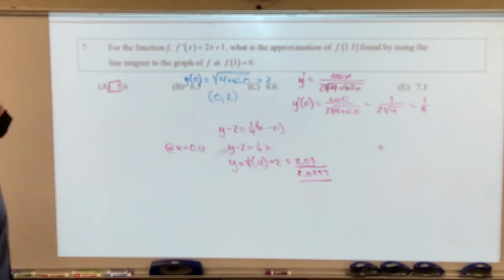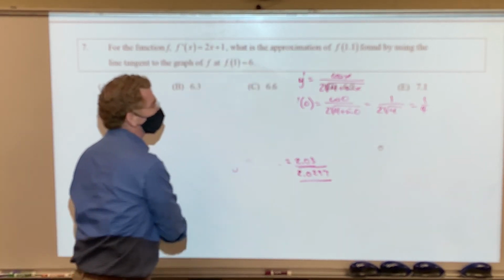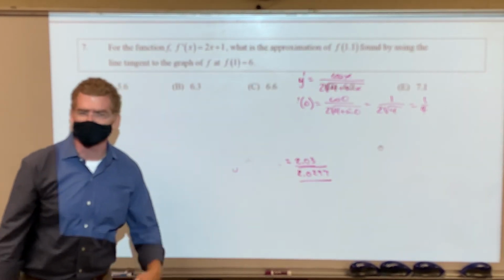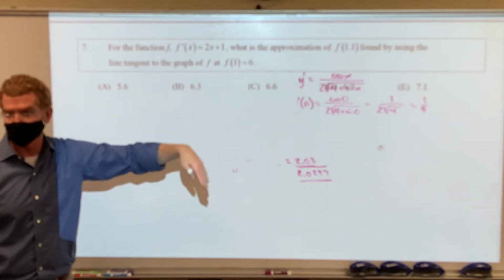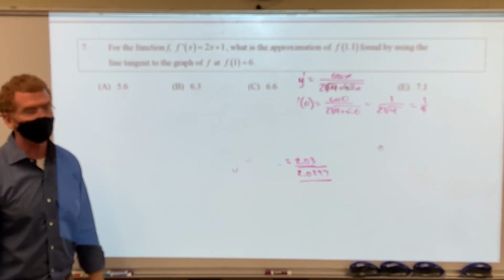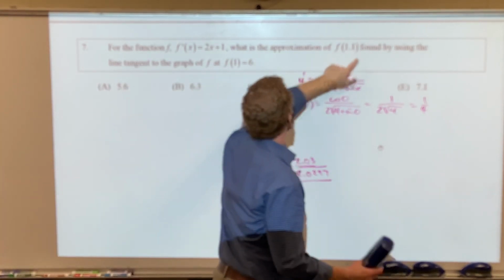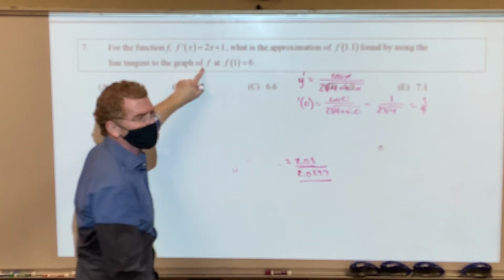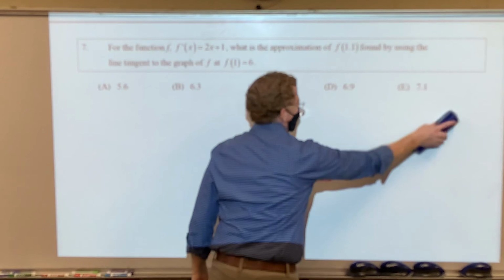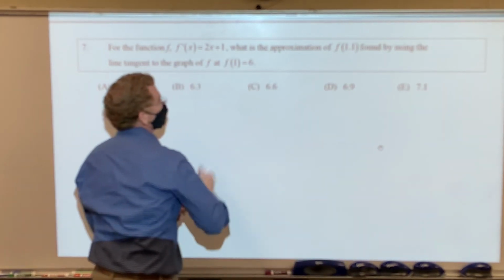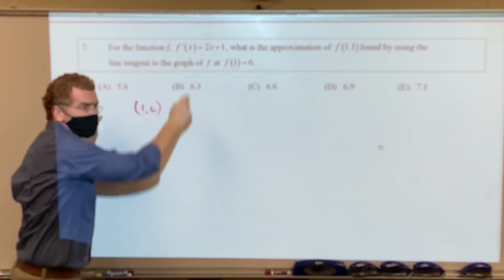For the function f, the derivative is 2x plus 1. Now, are they telling you that literally that's the slope you're going to use in your tangent line? No, that's the formula for the slope that you're going to use to find the slope for your tangent line. And they say, what is the approximation found by using the tangent to the graph of f? So they kind of spelled it out for you at f of 1 equals 6. So they're giving you what? The point and a slope formula.